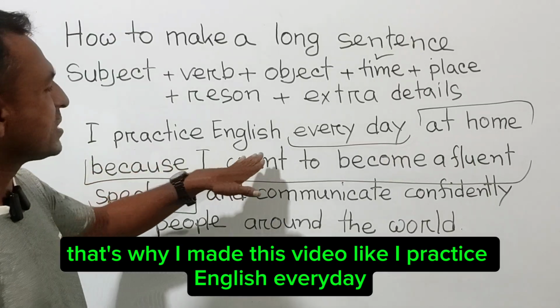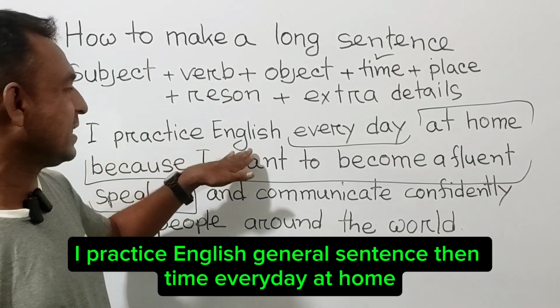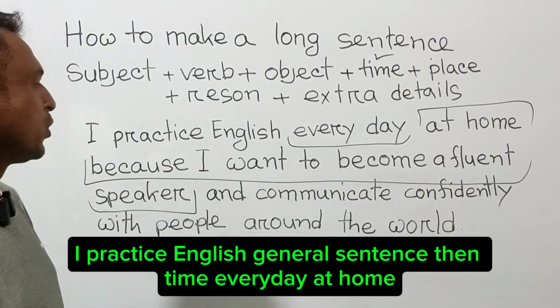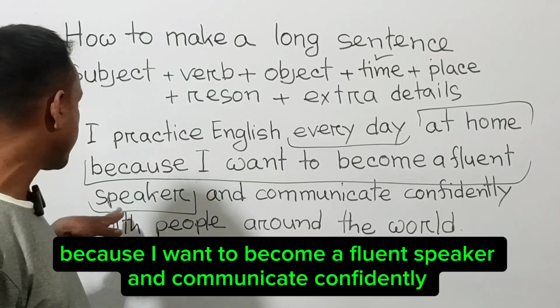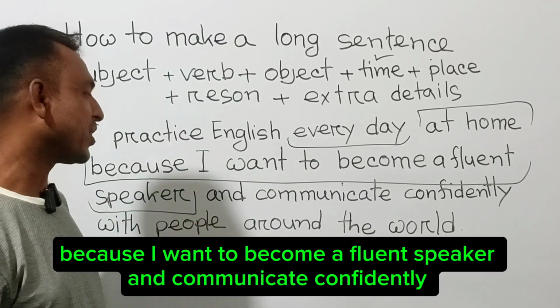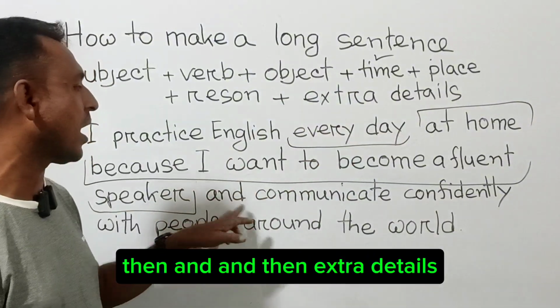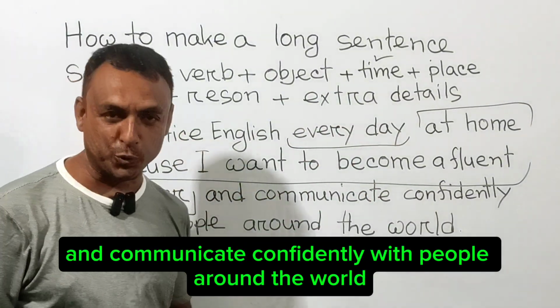Like, I practice English every day, which means a general sentence. I practice English, general sentence, then time, every day, at home, which means place, then reason, because I want to become a fluent speaker, and then extra details, and communicate confidently with people around the world.